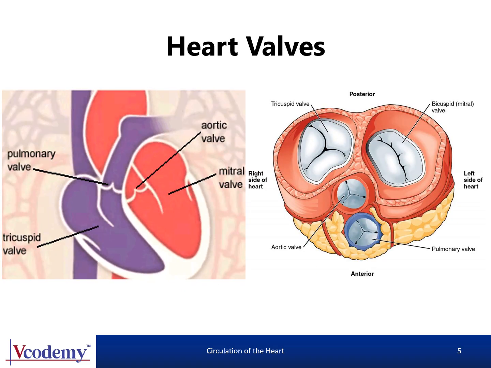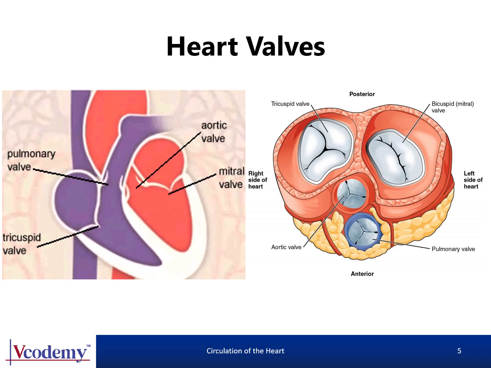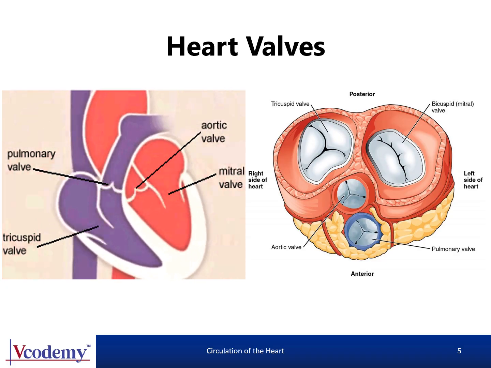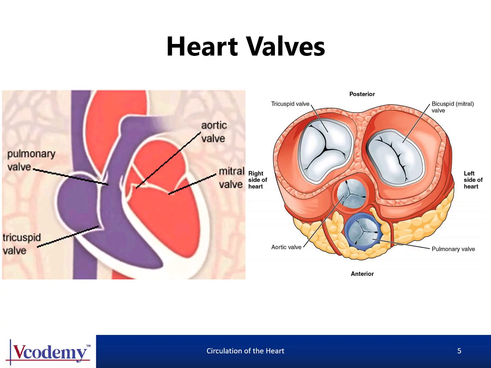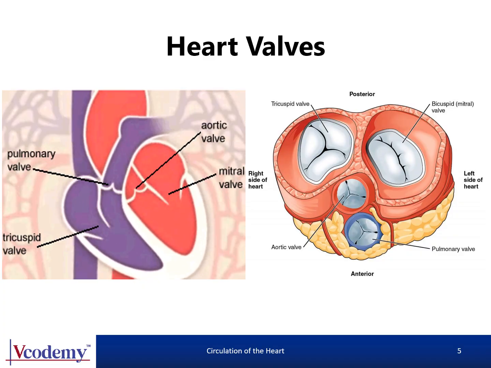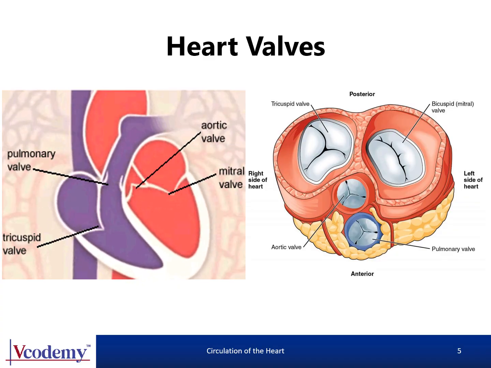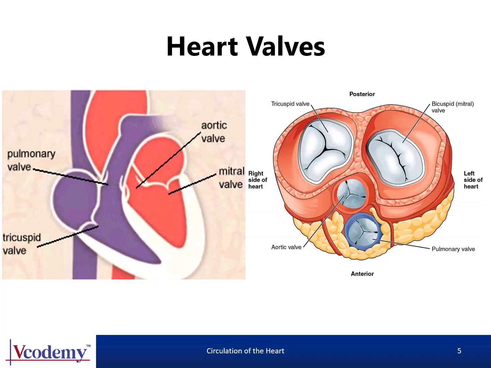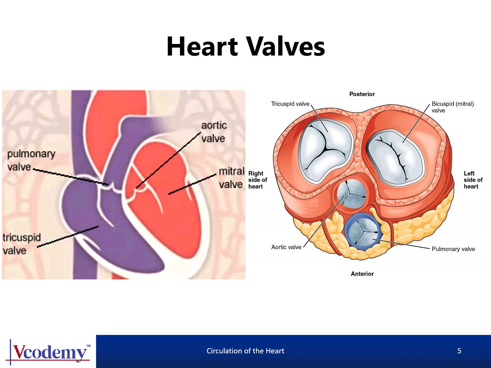Coming to heart valves, the heart has four valves, four one-way valves, that is the tricuspid, pulmonary, mitral and aortic. These valves open and close with each heartbeat to keep the blood flowing in the correct direction and prevent the backflow. There is no reverse flow. The blood always moves in one direction.